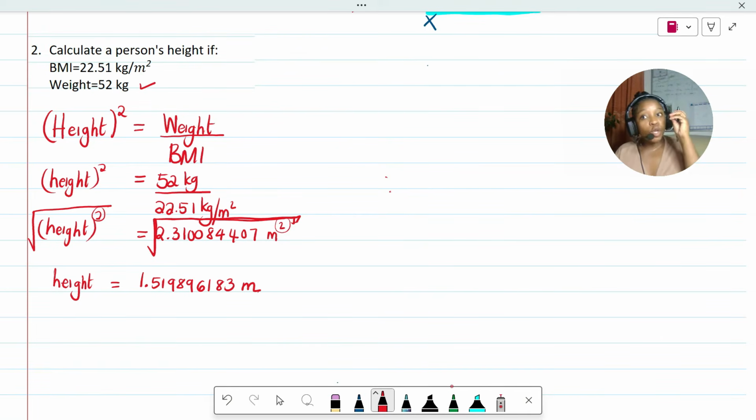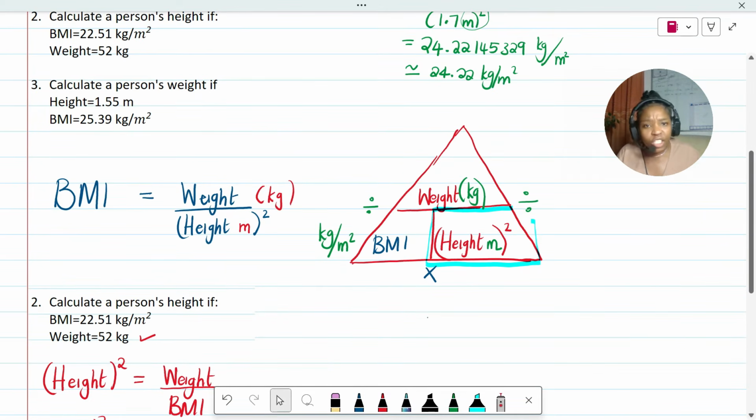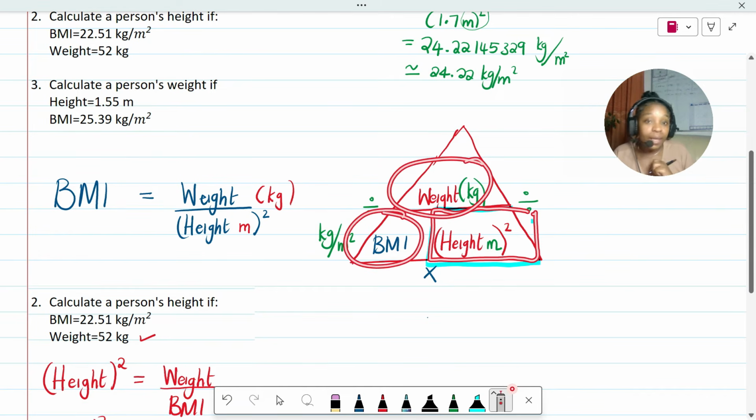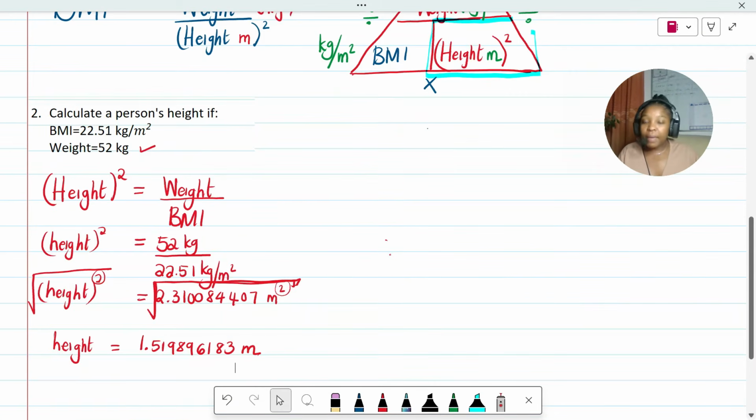So if a person's BMI is 22.51 kilograms per meter squared and their weight is 52 kilograms, we can just use this triangle, remember? From this triangle, you just need to identify what it is that you're trying to solve for. We're trying to determine what is the height, right? What's going to help us get there is that height squared is equal to your weight divided by BMI. Then we substitute the values from there, and we see that we're not trying to solve for height squared. We want to determine a person's height.